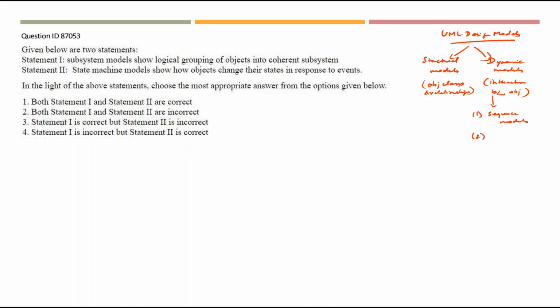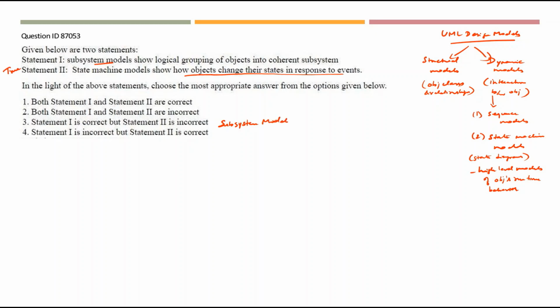The second model will be state machine models. The state machine models show how objects change their states in response to events. This will be the right definition. And it is represented using state diagrams. These diagrams are high level models of a system or the object's runtime behavior. So the state machine model statement is true.